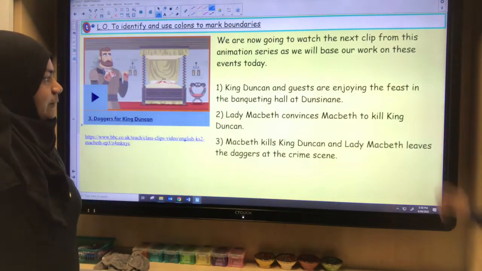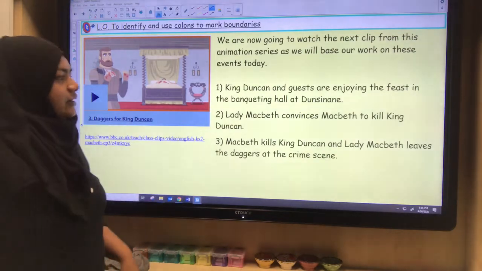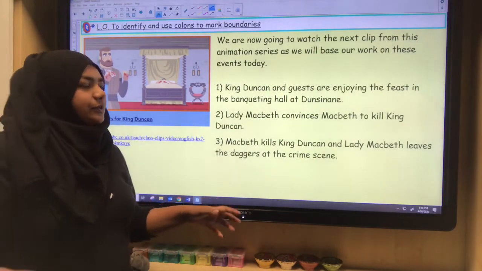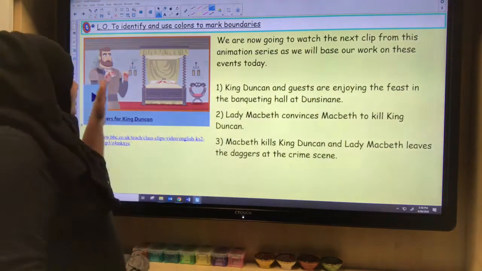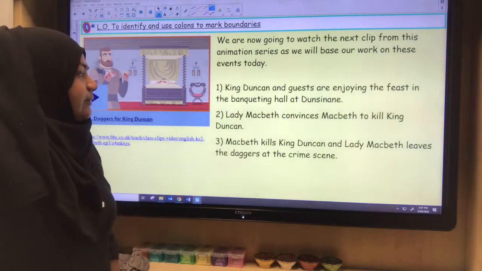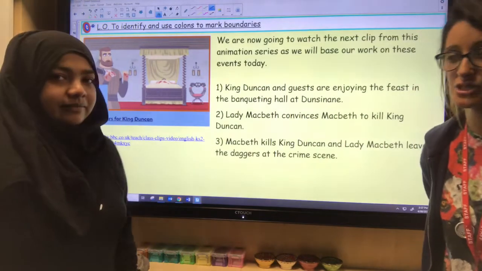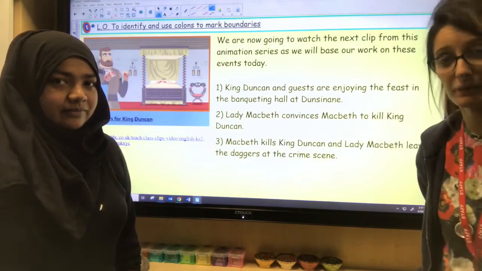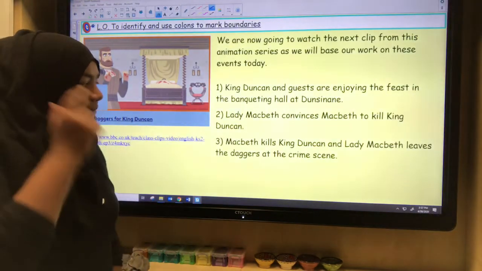Let's have a look. So we know that number 1, King Duncan and guests are enjoying the feast in the banqueting hall in Dunsinane. So that's Macbeth's castle. That's where he stays with Lady Macbeth. And the second part here is Lady Macbeth convinces Macbeth to kill King Duncan. She's a really powerful force and completely convinces him. She's got into his head.